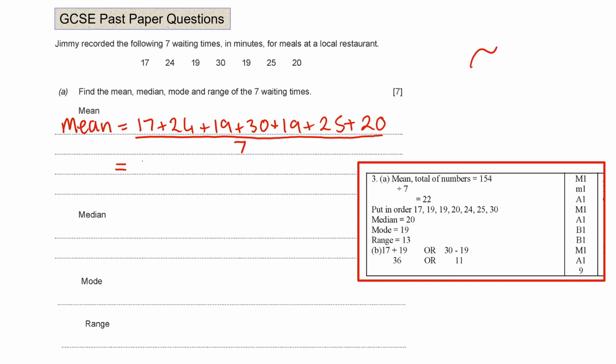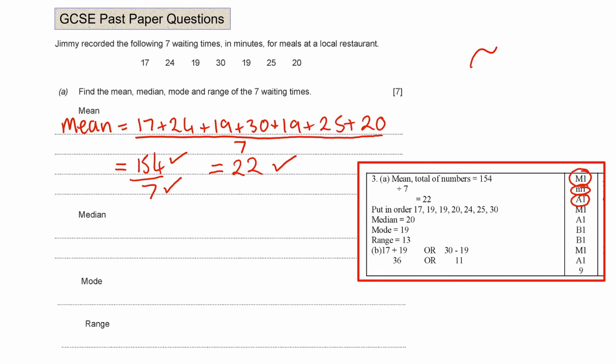Okay, so then that gives us an answer of 154 divided by 7. So far now we've had 1 mark for adding up all of these numbers and getting 154. So that's our method mark 1. For dividing then by 7, we get another mark. That's our method mark 2. And then for dividing that and getting 22, which is then going to be the mean, is going to be our 3rd mark for the answer of 22.